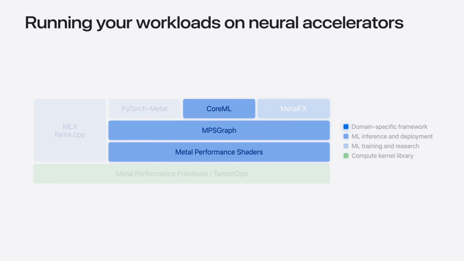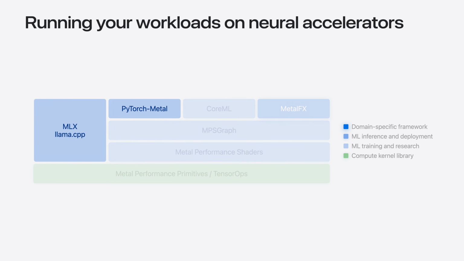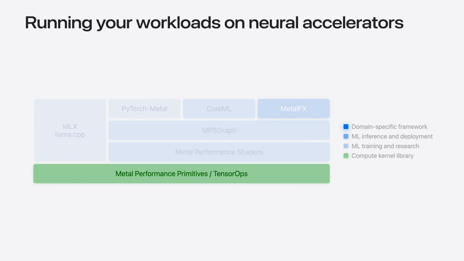In the middle, we have host-side frameworks like Metal Performance Shaders, MPS Graph, and Core ML. These are great for deploying ML models with minimal code, and you can expect great performance out of the box. For ML training and research, open source tools like MLX, Llama.cpp, and PyTorch already leverage neural accelerators under the hood. And at the bottom, we have Metal Performance Primitives and TensorOps. This is the lowest level and gives you direct access to neural accelerators from your Metal shaders.